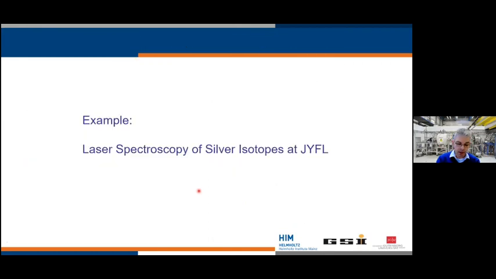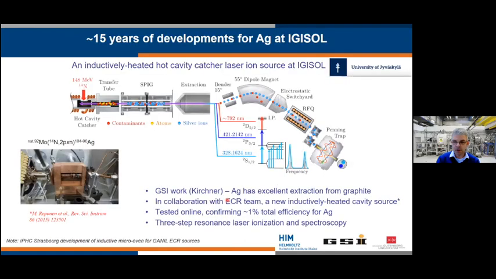The next example I want to touch upon is the laser spectroscopy of silver isotopes. This is work from Leuven. And this also involved a lot of technical developments. In fact, they say they needed almost 15 years of development to make these silver beams finally available. One of the technical things that were required is a so-called inductively heated hot cavity catcher laser ion source. So they really bring everything together.